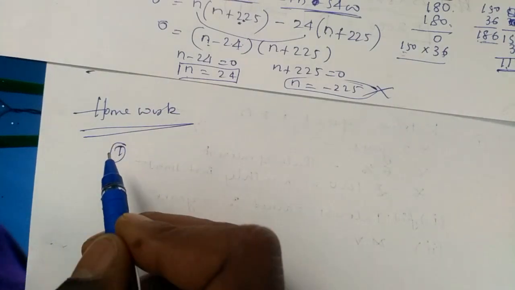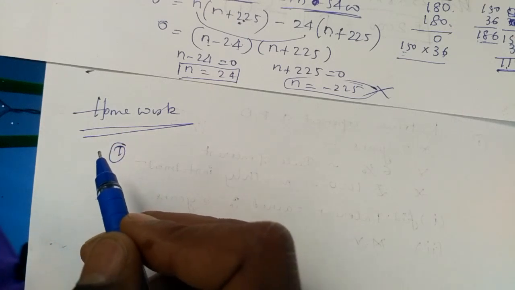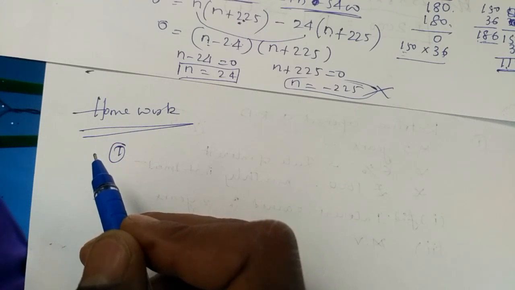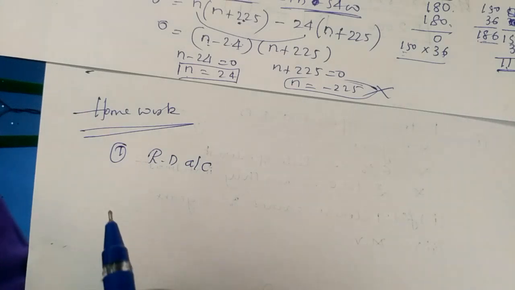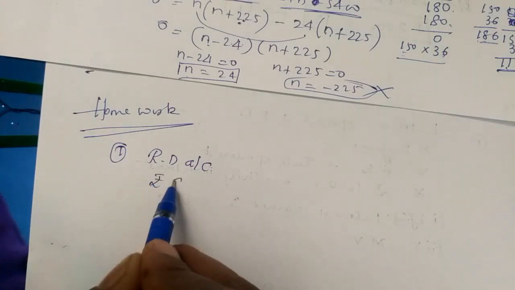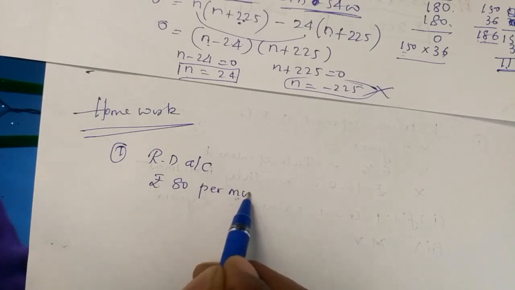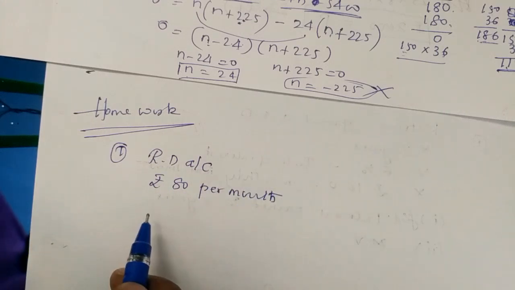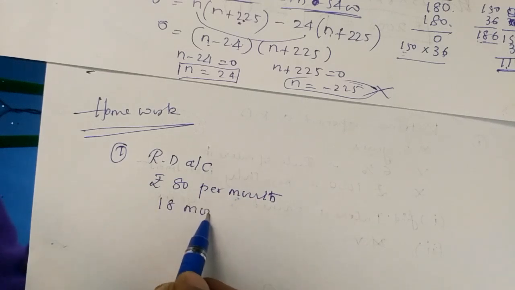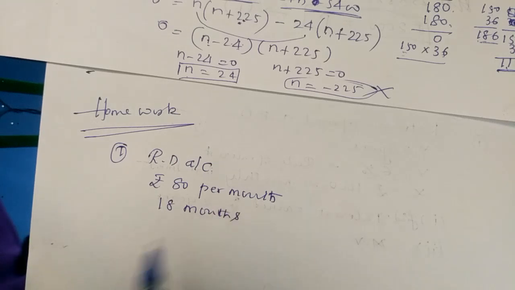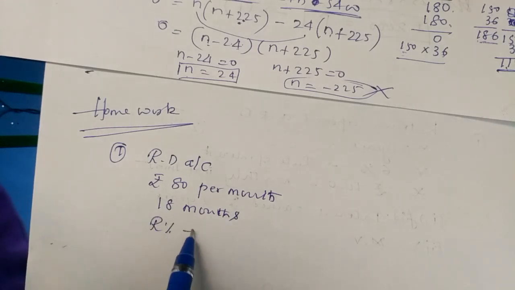The first one I give you is from rate of interest finding. A man has a recurring deposit account, so it is an RD account in a bank, deposited 80 rupees per month. Understand, rupees 80 per month. Then what will it be? P, right? 80 rupees per month for 18 months. So it is maintained for 18 months. Directly given in months, so you don't convert. If it is given in years, you convert. Find the rate of interest.